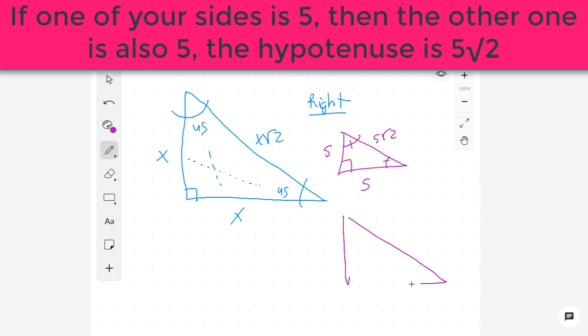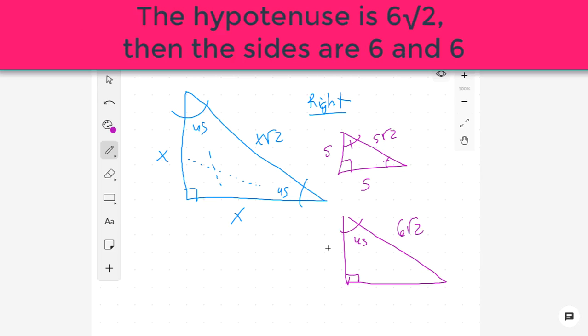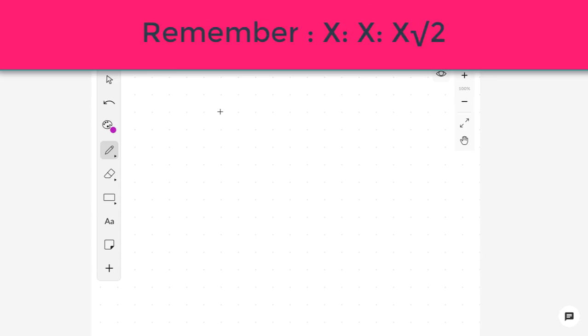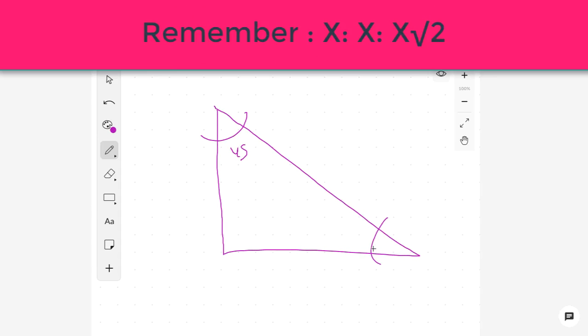Let's say that they give me, again, this is 45, and they tell me that this is equal to 6 square root of 2. So what values do I have here? Well, remember, this is x square root of 2, so this is 6 and 6. Now, just so you remember, anytime you have a 45, 45, 90, your ratio is going to be x, x, x square root of 2.